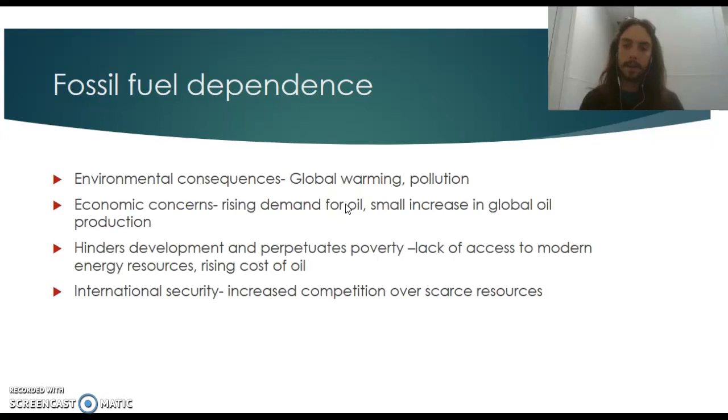Okay, so here again is just the effects of radiation of Chernobyl I showed you on the previous slide. So let's talk about our fossil fuel dependence. There's a lot of environmental consequences with that. We've talked and talked and talked about this. Global warming, pollution, even like economic consequences. So we've got some economic concerns.